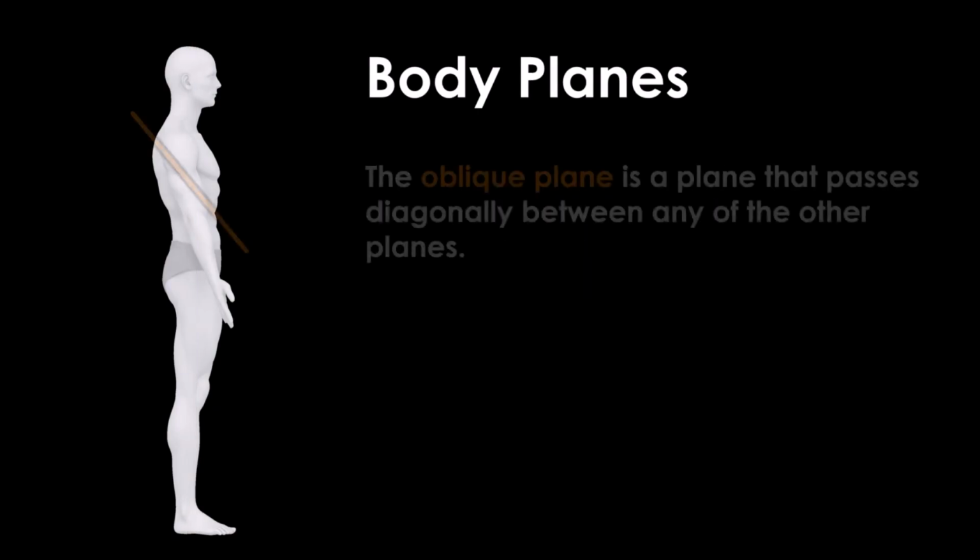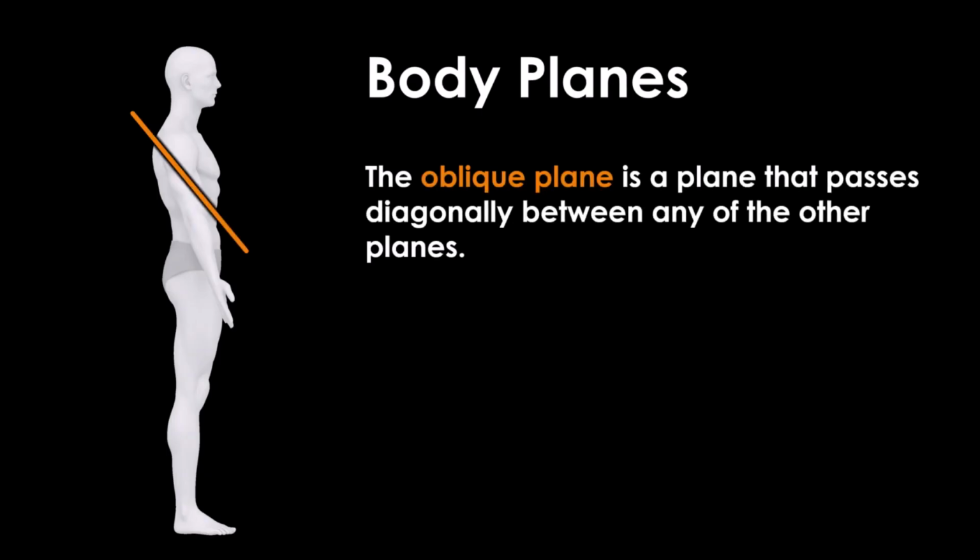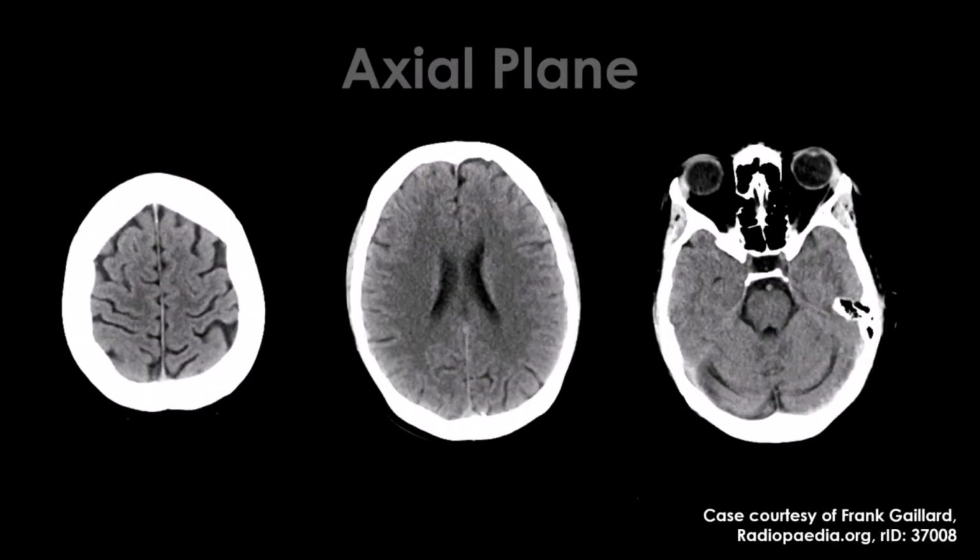Finally, we can also use the oblique plane. The oblique plane is a plane that passes diagonally between any of the other planes. This plane is only used in CT when necessary to view special anatomic sections with a special orientation. Here are a few examples of what these planes look like in CT imaging.